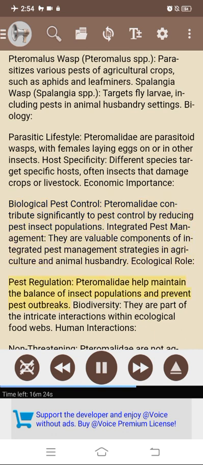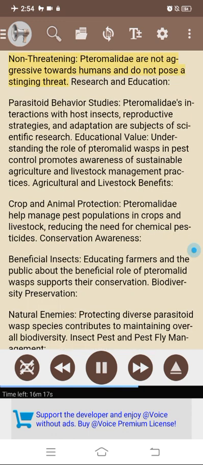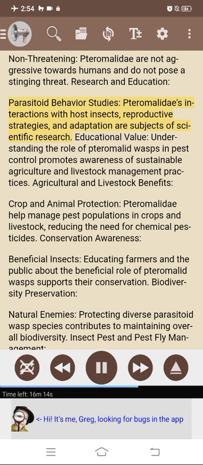Ecological role. Pest regulation. Terra melody help maintain the balance of insect populations and prevent pest outbreaks. Biodiversity. They are part of the intricate interactions within ecological food webs. Human interactions. Non-threatening. Terra melody are not aggressive towards humans and do not pose a stinging threat. Research and education. Parasitoid behavior studies. Terra melody's interactions with host insects, reproductive strategies, and adaptation are subjects of scientific research.